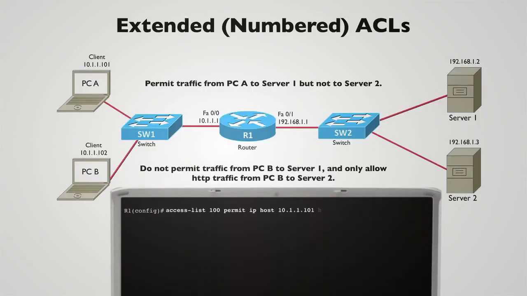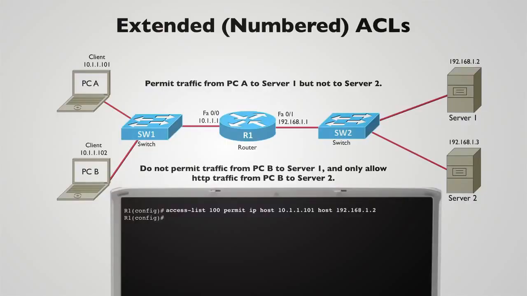Well, we're going to begin by creating an extended access control list, much like we did when we created a standard access control list, but a standard access control list had a number in the range of 1 through 99. Well, our extended access control list has a number in the range of 100 through 199. And we're saying access-list 100 permit, and we're saying what protocol we're permitting. We're going to be permitting all IP traffic.